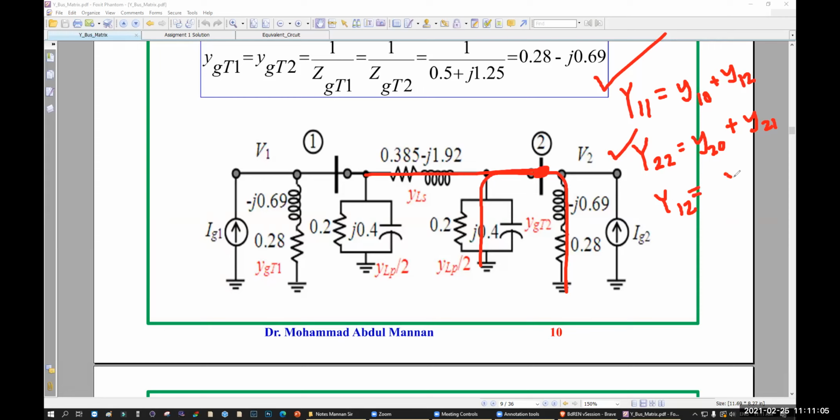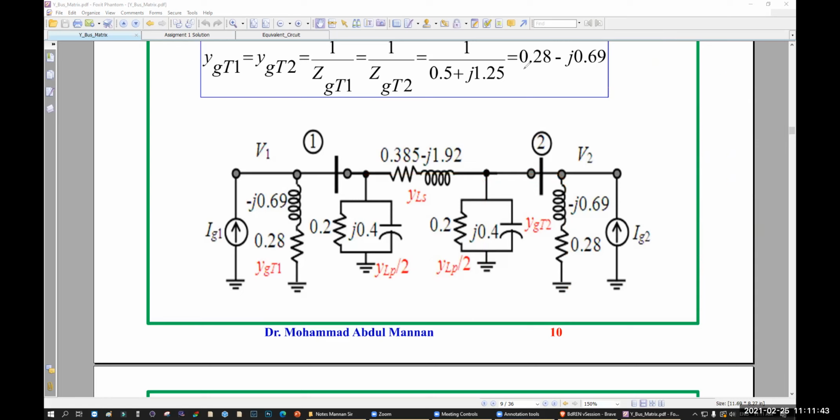Remember, mutual admittance, that means capital Y12 is equal to small y12, but with a negative sign. Then capital Y21 will be equal to small y21, but with a negative sign. Why? Because they are all mutual admittance. Mutual admittance will always be negative. That means opposite sign. Okay, everyone? Okay, sir.